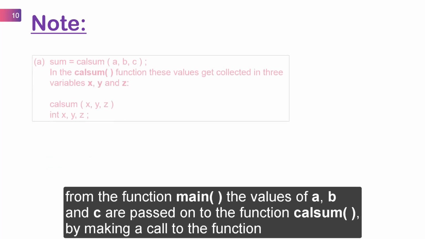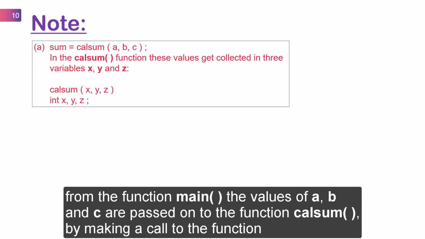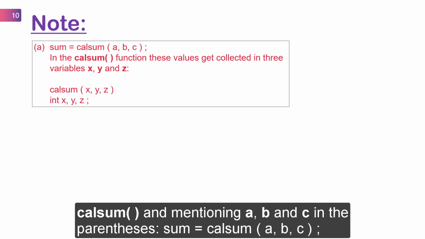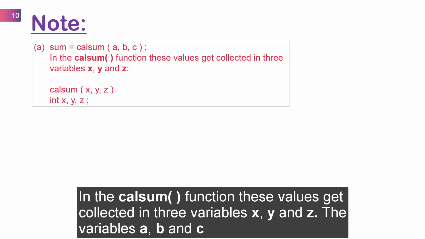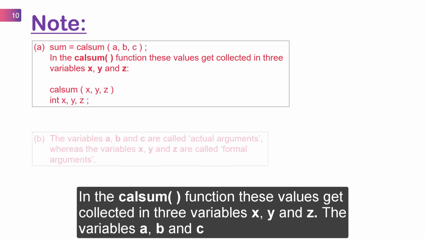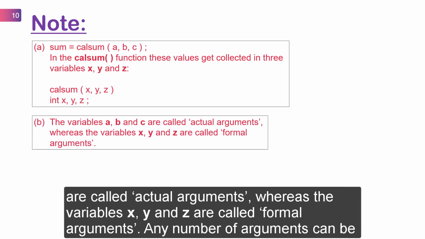In this program, from the function main, the values of a, b, and c are passed on to the function calsum by making a call to the function calsum and mentioning a, b, and c in the parentheses. Sum is equal to calsum in brackets a, b, and c. In the calsum function, these values get collected in the three variables x, y, and z. The variables a, b, and c are called actual arguments, whereas the variables x, y, z are called formal arguments.